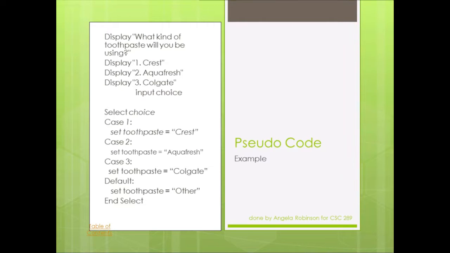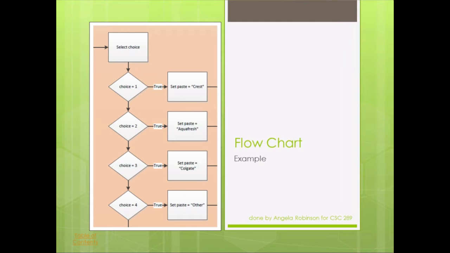Here is the pseudocode of a case statement, which I used in my brushing teeth program, for picking what kind of toothpaste to use. I displayed the question asking what kind of toothpaste the user wants to use and the choices to choose from. After the user inputs their choice, I compare that to the different cases. If they didn't choose any of them, I put the default to Other. Here, I show the flowchart for that same case statement. Since Raptor doesn't have a case statement symbol, I made this chart in Microsoft Visio.